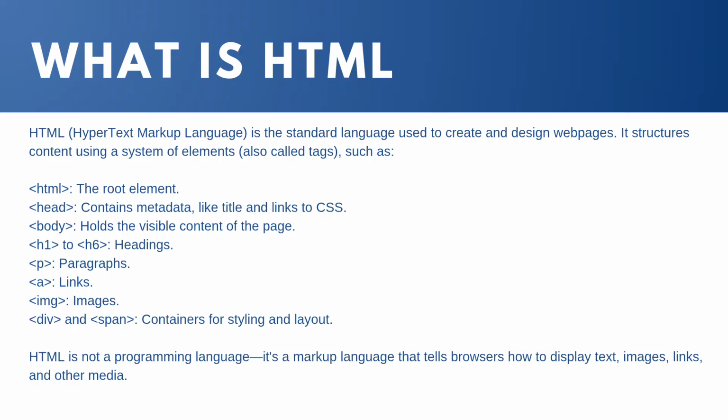Then coming to A tag. A tag is for linking, it links a website or a YouTube link or Instagram link. We can link using this A tag. Then coming to img tag, for displaying images we use this tag. Div tag and span tag are usually containers for styling and layout.